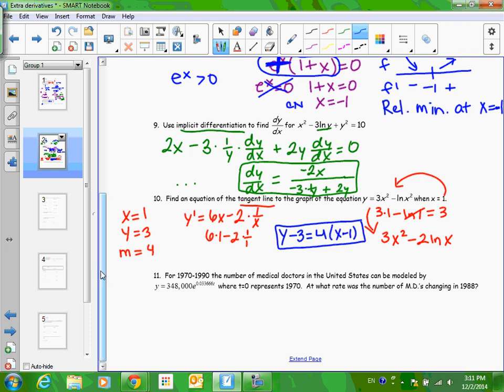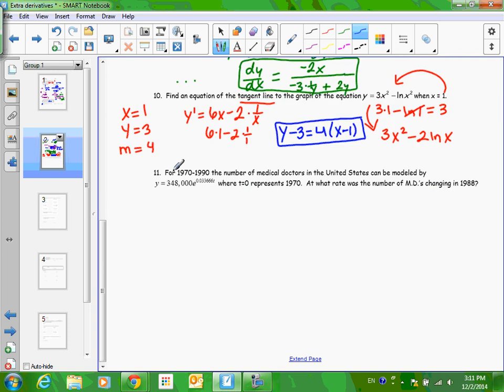Okay, last problem, number 11. For 1970 to 1990, the number of medical doctors is modeled by this really weird exponential equation, where t equals 0 is 1970. At what rate, that word rate is my clue that I'm going to have to do a derivative, is the number of doctors changing in 1988? So first of all, what does t equal in 1988? 18 years.